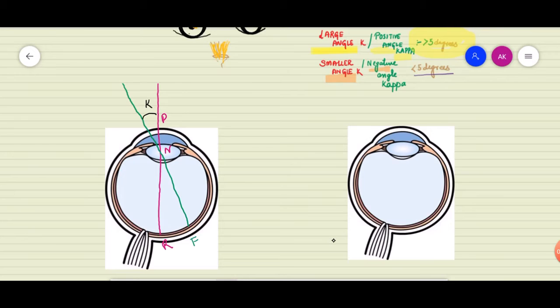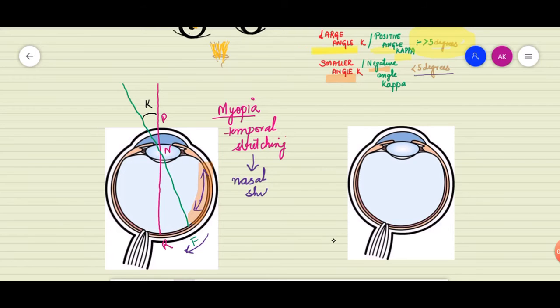Now what happens in case of myopes? We know that in myopia there is a temporal stretching of the retina. What I mean to say is that this part, the temporal part, will start getting stretched. As this part is getting stretched, the fovea will be shifted more nasally, right? So in myopes there is a nasal shifting of the fovea.